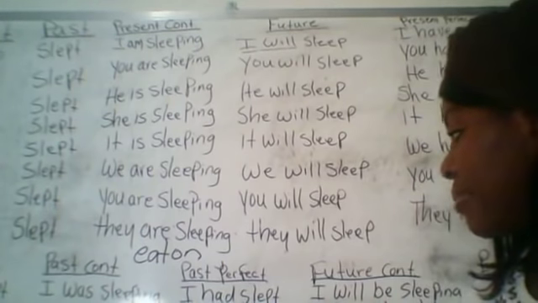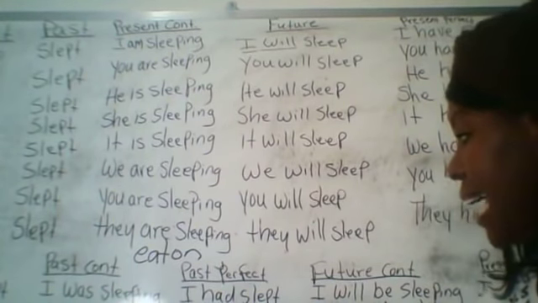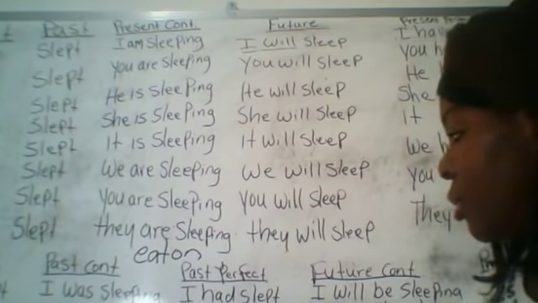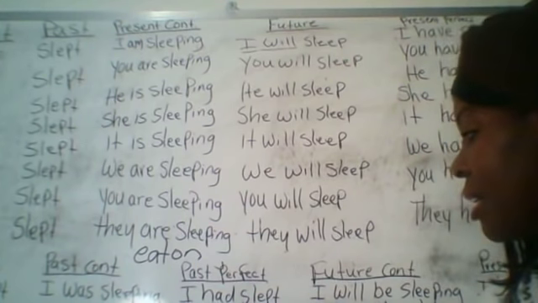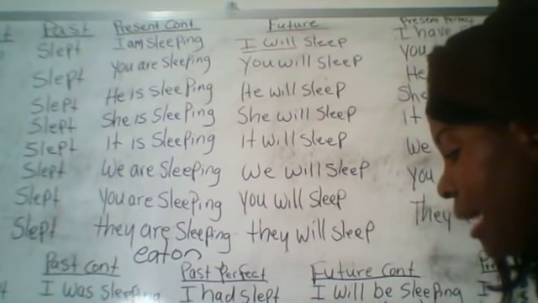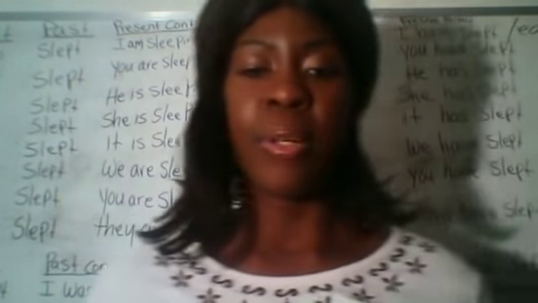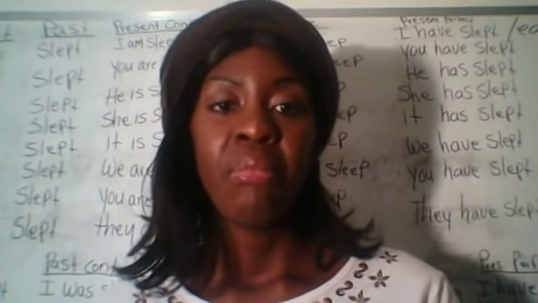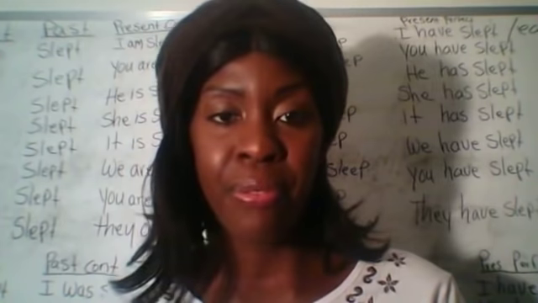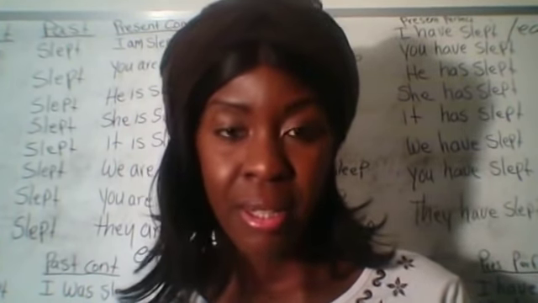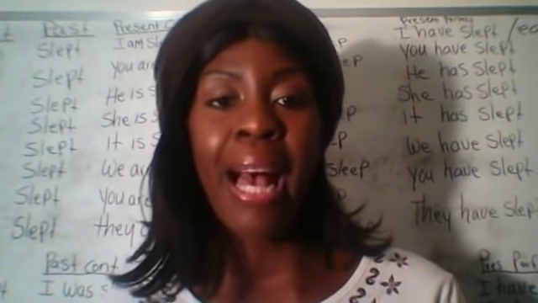Past perfect. Okay? I had eaten, you had eaten, he had eaten, she had eaten, it had eaten, we had eaten, you had eaten, and they had eaten. Okay? Now, the present perfect uses have. Past perfect uses had. Okay? Future uses will.